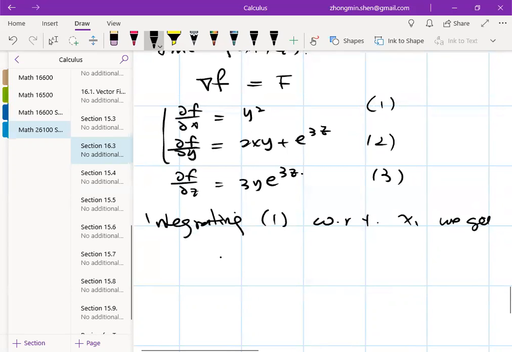f(x, y, z), then it's integrated with respect to x, so y is a constant. So x times y, and plus a constant c. But that constant c, where is my phi?